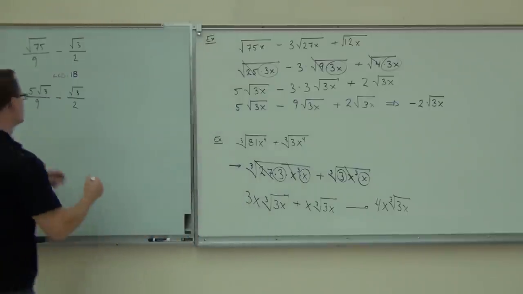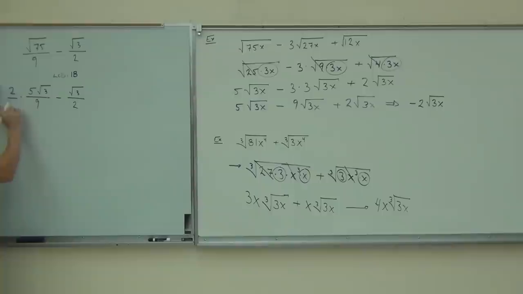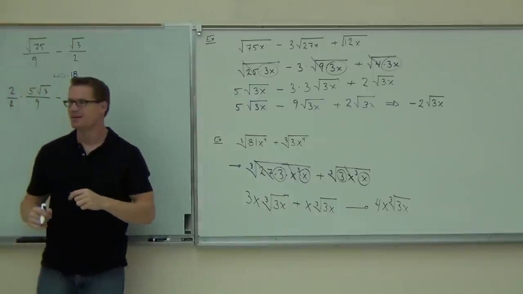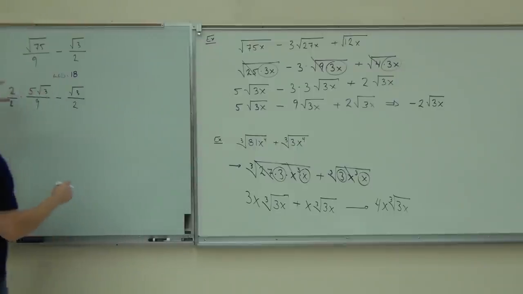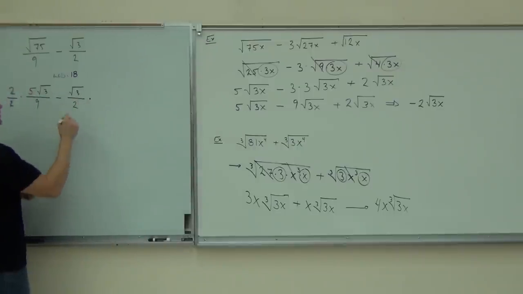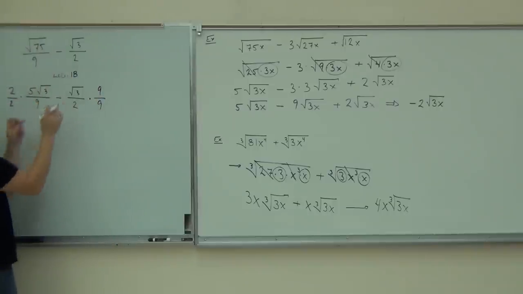So 2 over 2, not 1. Sorry, I said 1 and I wrote 1. I meant 2 over 2 gives you 1. Hopefully you didn't write down the 1. That was the wrong thing to do. 2 over 2 here, and here we're multiplying by what? 9 over 9. Yeah, that's going to give us 18, exactly what we want it to be.